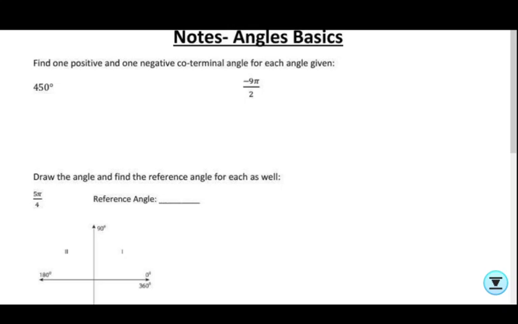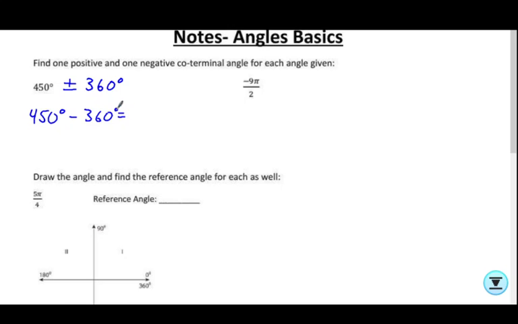Okay, so basically we're working on a couple of the topics we've been doing for the last couple of days. The first part here is finding coterminal angles, one positive one and one negative one for each angle given. Say on the first part, since it's in degrees, we're going to add or subtract 360 degrees. So I'm going to start by taking 450 degrees and subtracting 360 degrees.